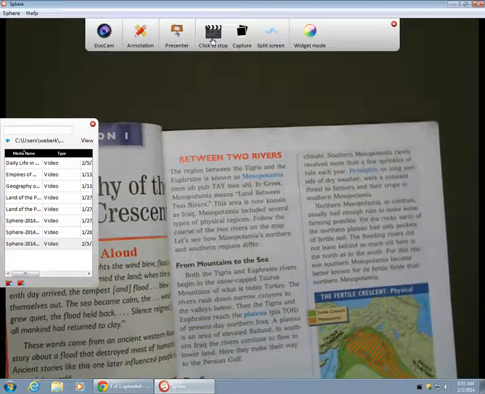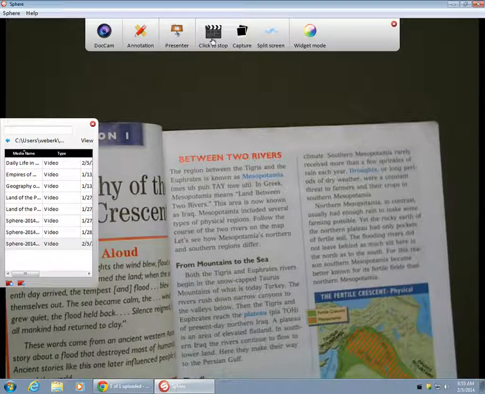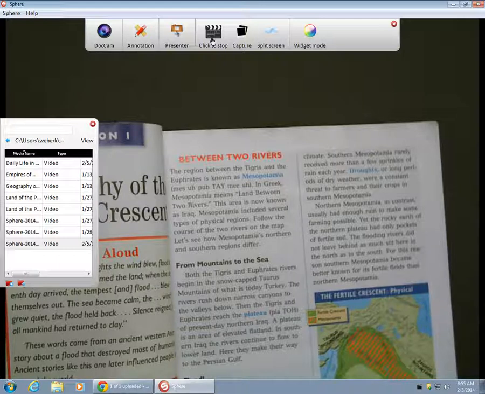Northern Mesopotamia, in contrast, usually had enough rain to make some farming possible. Yet the rocky earth of the northern plateau had only pockets of fertile soil. The flooding rivers did not leave behind as much silt here in the north as to the south. For this reason, southern Mesopotamia became better known for its fertile fields than northern Mesopotamia. So more fertile fields here than here.